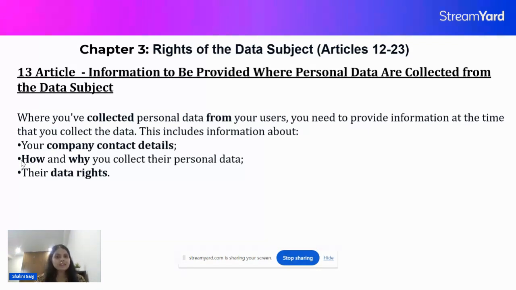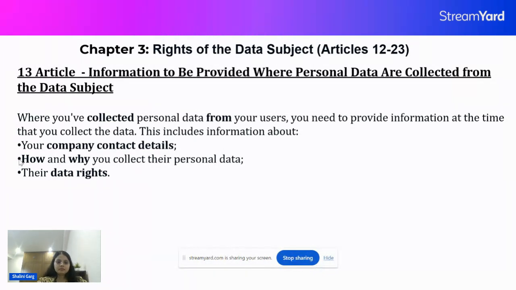In Article 13, we have collected data directly from the data subject, so we do not need to tell the source. But if we have collected it from somewhere else, then we have to tell that we have collected your data from there. I can also give you an example: we get a lot of calls from companies asking us to buy a loan or some property. Then we can ask them, or mail them, what is the source from where you have taken our data, and please delete our data, please erase our data. So this we can do.